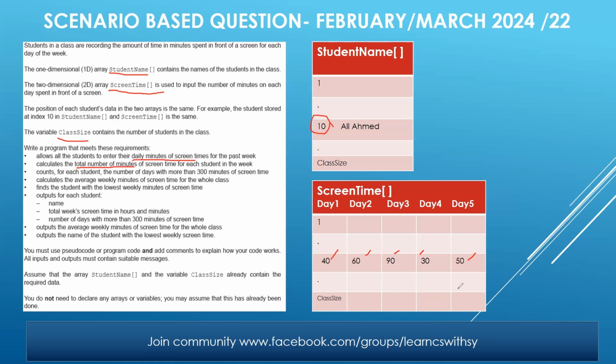Fine. Any questions? Counts for each student. Now, this is very important. For each student, the number of days with more than 300 minutes of screen time. You can see for yourself what is supposed to be done.